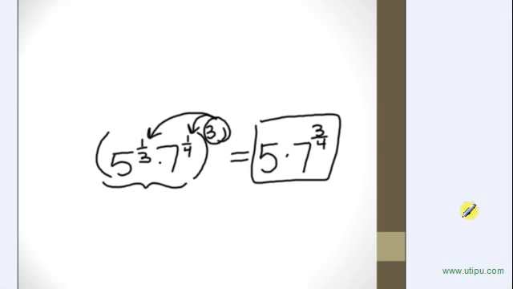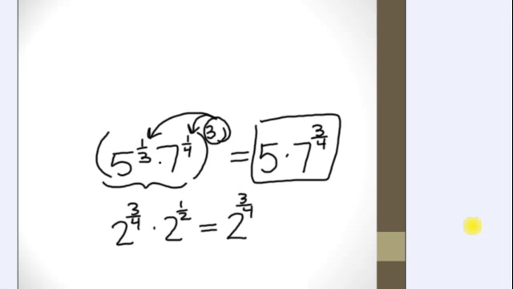Next example, number 2 in the guided practice, is 2 to the 3/4 power times 2 to the 1/2 power. And I can see here I am multiplying like bases. So the base stays the same, and I add the exponents. So 3/4 power plus the 1/2 power, which I need a common denominator. So I want to change 1/2 to 2/4. And then adding the numerators, 3 plus 2 is 5, so I have 5/4.